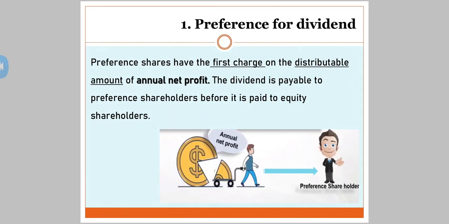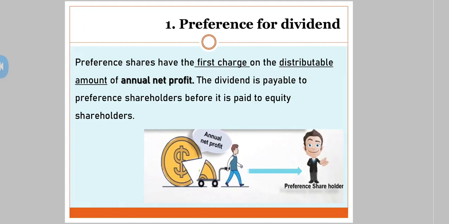Now coming to the very first one, preference for dividend. See, preference shares have the first charge on the distributable amount of annual profit. Now, once the company has paid all its debts, who is going to have the first charge on the net annual profit? Preference shareholders, priority over equity share capitals. The dividend is payable to the preference shareholders before it is paid to equity shareholders.